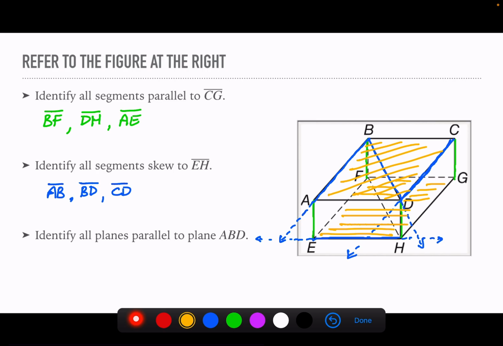Down below. So we're going to take this base right here, this bottom base, and we are going to name that. So we can say plane EFH.